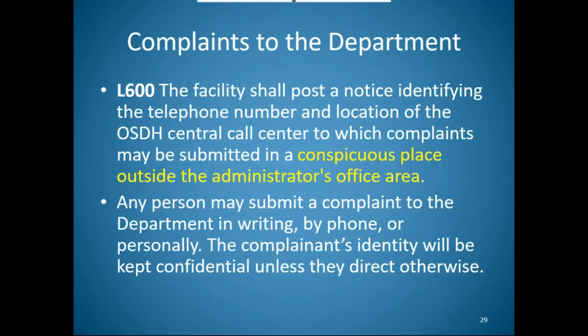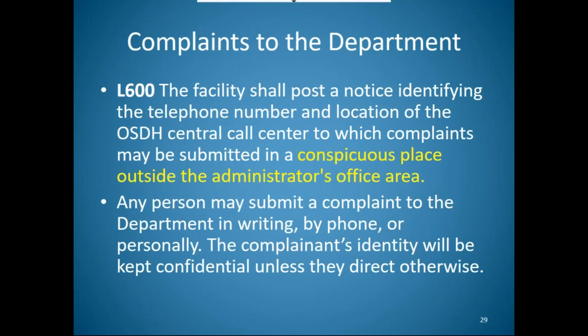So, complaints to the department. L600 says, and the department of course is OSDH, the facility shall post a notice identifying the telephone number and location of the OSDH Central Call Center to which complaints may be submitted in a conspicuous place outside the administrator's office area. Once again, this information, now to file a complaint with the OSDH, has to be outside and away from the administrator's door.